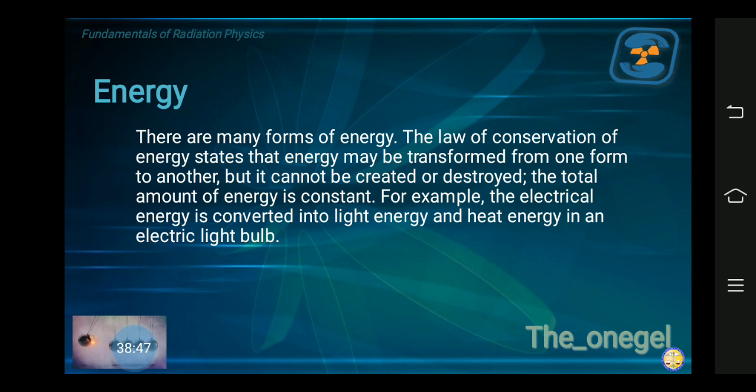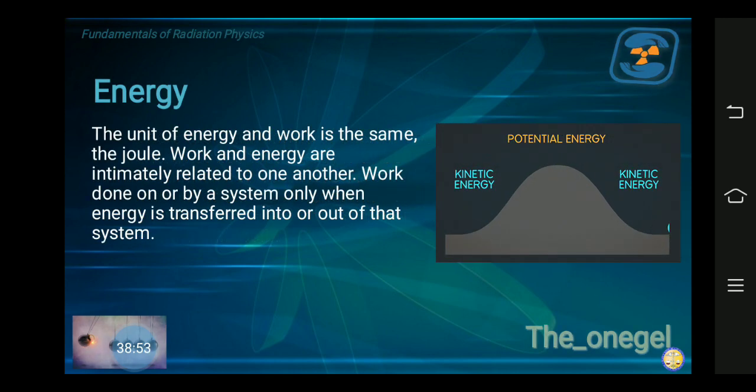But since our discussion is on mechanics, we are after motion or at rest. So we will discuss two primary forms of energy. First, the kinetic energy. The unit of energy and work is the same, the joules. Work and energy are intimately related to one another. Work is done on or by a system only when energy is transferred into or out of the system. So do not forget that the SI unit for energy is the same as the SI unit of work, which is joules.